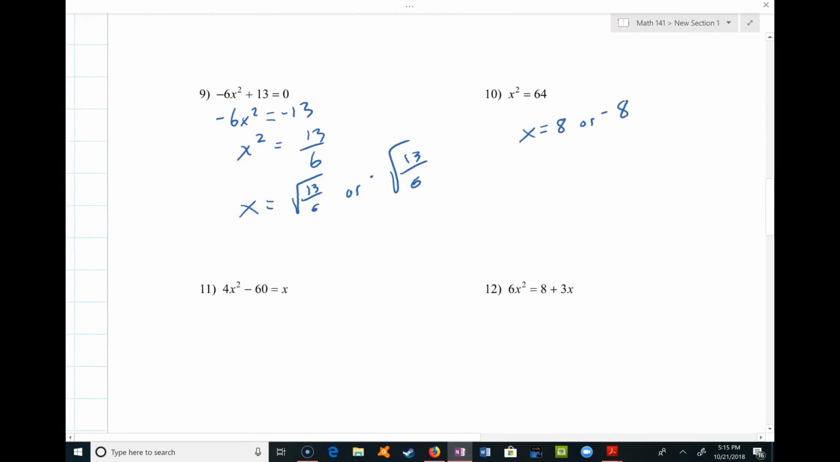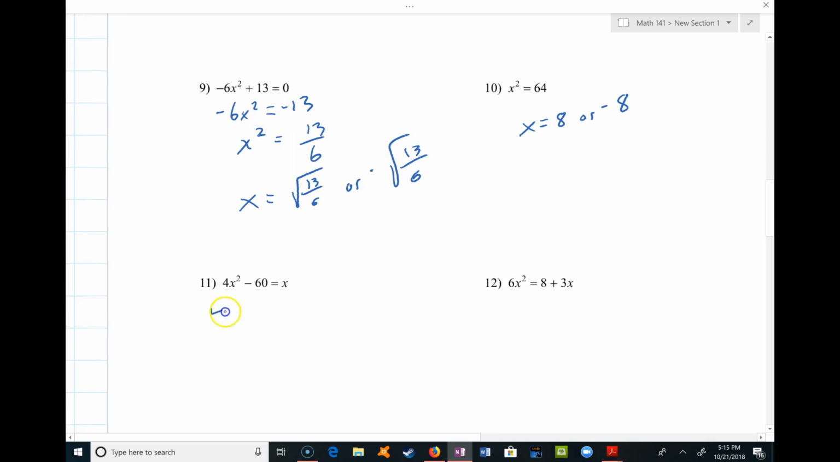They've got an x sitting over by itself. Got to get him on the other side. So we have 4x squared minus x minus 60 equals 0. Now, is that factorable? Need a difference of 1. Let's see. 6 times 10. No. 6 times, how about 5 times 12? Yeah, it's not looking good.